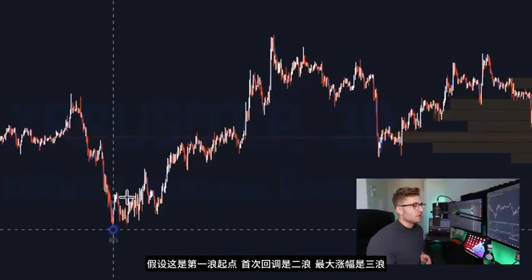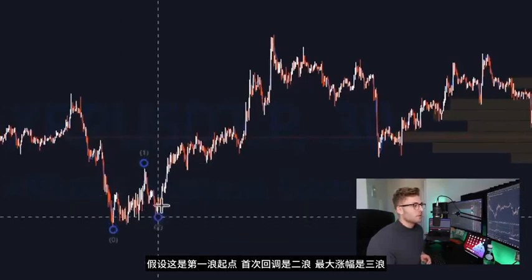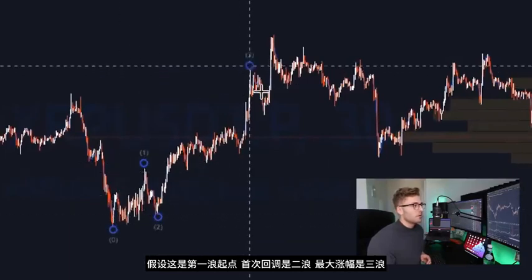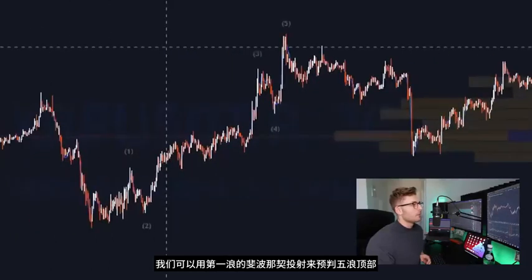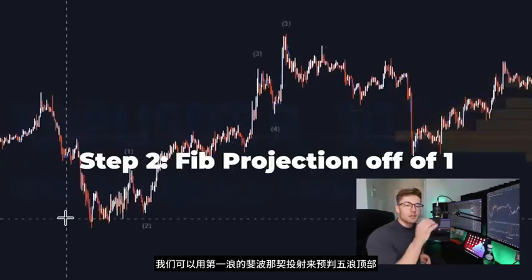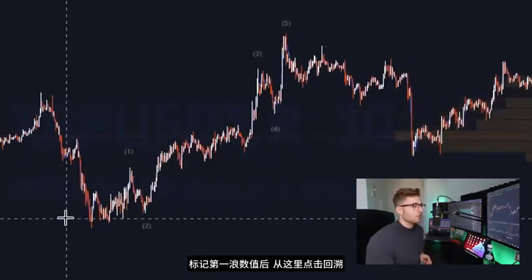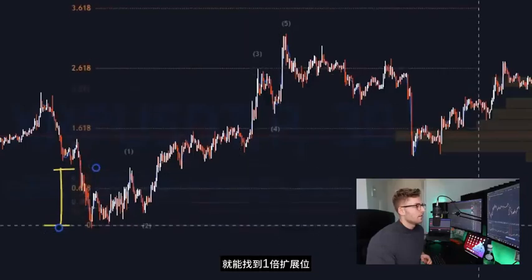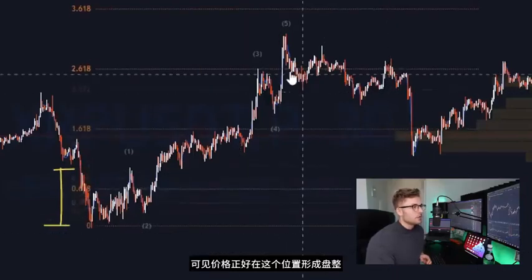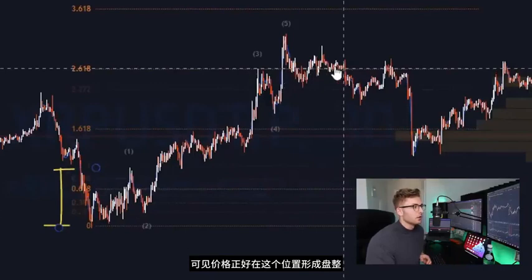If this is our beginning wave 1, first pullback is 2, largest wave is up to 3, pullback is 4, and then the high is 5. The way we can try to find the top of 5 is by using a Fibonacci projection off of our 1 wave. So if this is our 1 value, I'm going to click here, click back here, and then find my factor of 1. You can see the price action sort of consolidated right along this level.